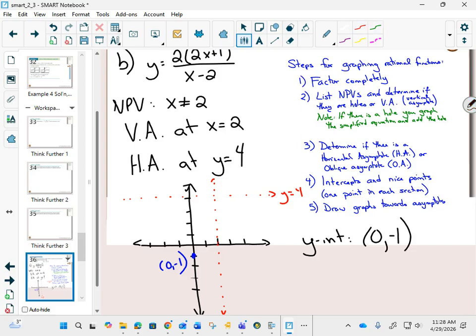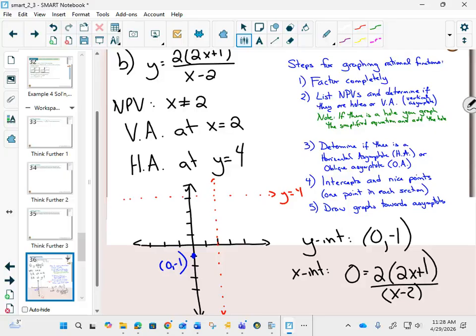Next, x-intercepts. X-intercepts are when y is equal to 0. Now I'm going to show the math here, but there's going to be a shortcut. You wouldn't have to write this down. I like to go to my factored form, so I'm going to write out my equation with my factored form, and I need to solve for x when y is 0.